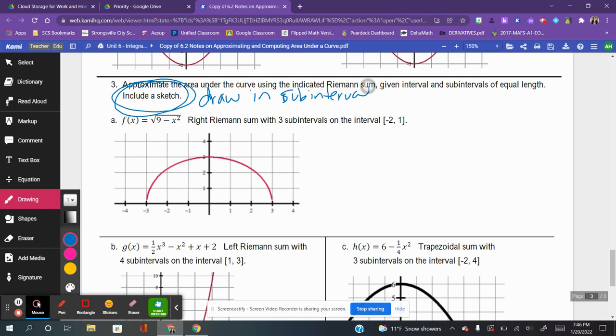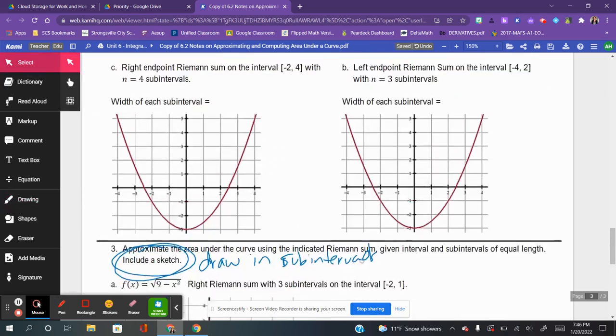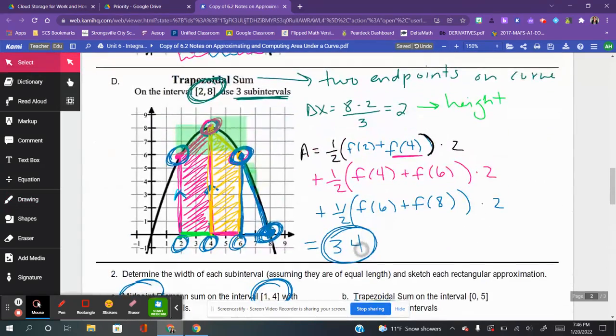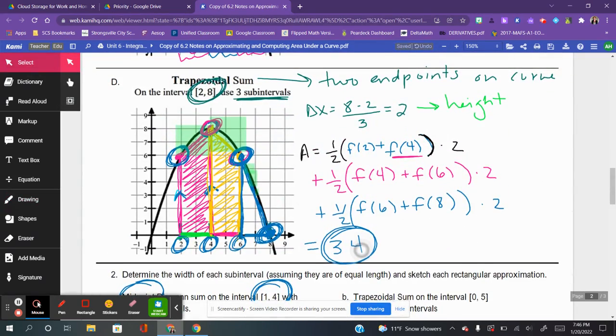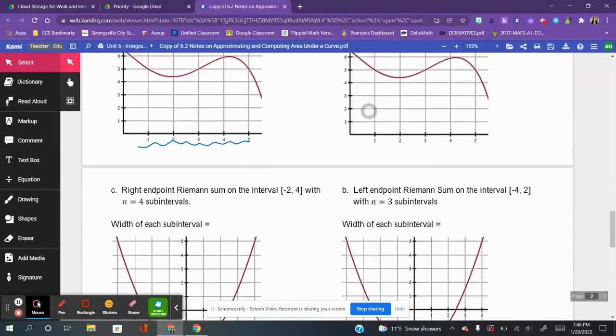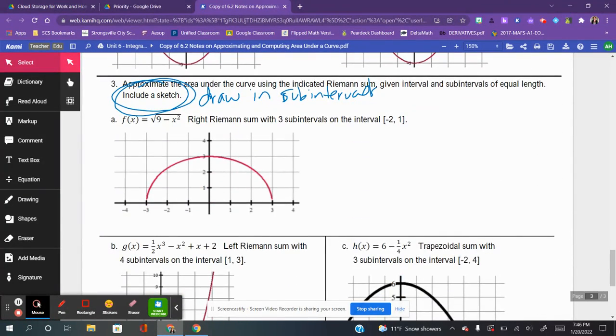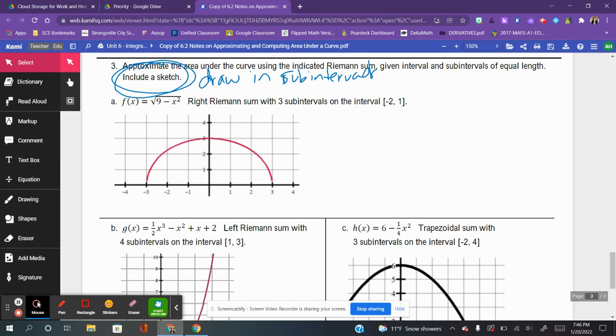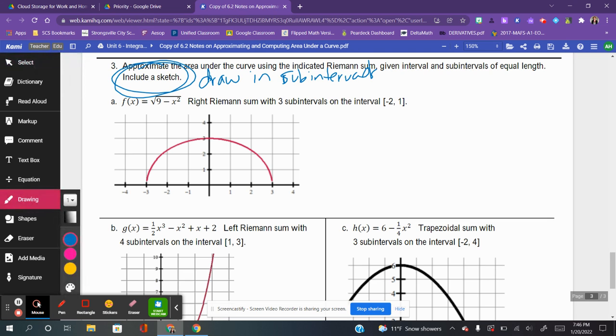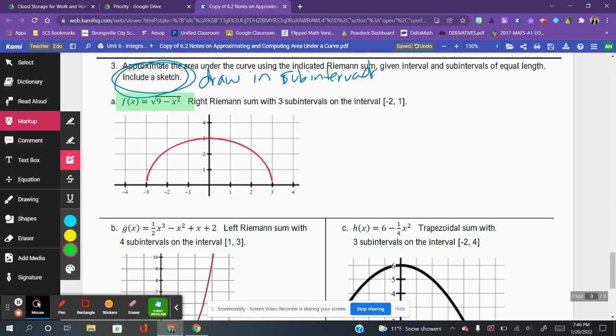So obviously the graphs are already here, but just like we drew in these trapezoids and rectangles up top, and just like what you're going to practice in problem 2, I want you to do the same thing in problem 3. I want you to draw in the rectangles or draw in the trapezoids, and then you're going to use the function. So I would use the y equals in your graphing calculator and the table feature so that you can calculate what those areas would be.